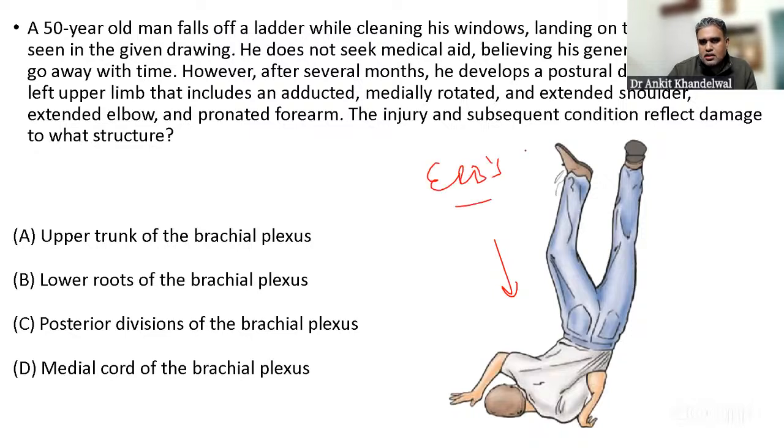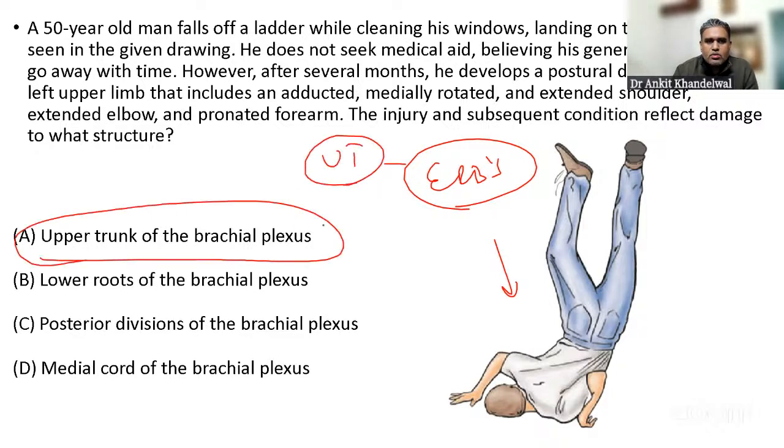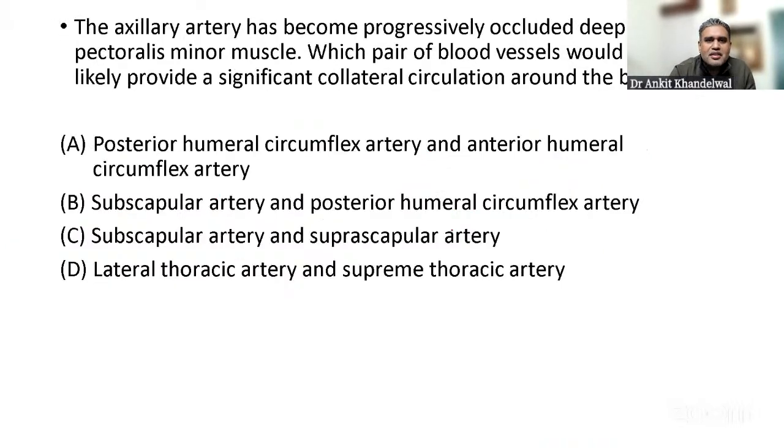This image is telling you which palsy? Even before reading the whole question, it is Erb's palsy. Erb's palsy is the palsy of which trunk? Upper trunk. I don't know what they have written in the question. Suppose you have 10 seconds left in your PG exam, last question, and you're seeing this image and the options. You don't need to read the entire question. Just read the last line: the injury and subsequent condition reflect damage to what? Upper trunk. Tick option A, click on it, submit the paper. Done.